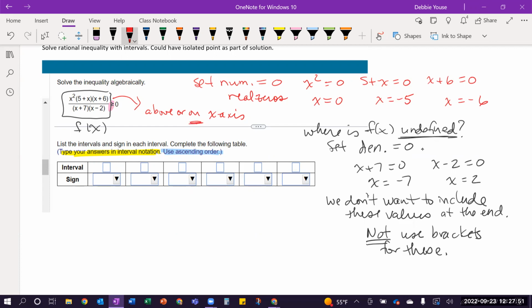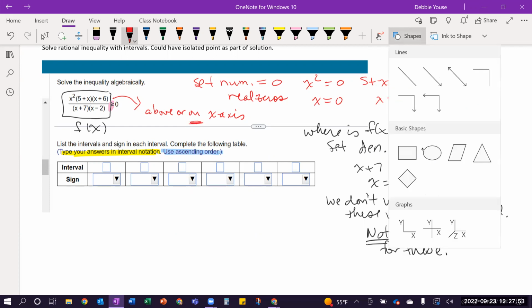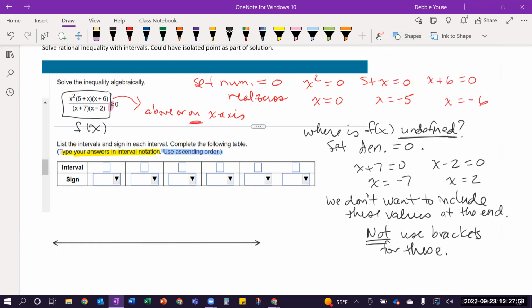So now I set up my number line. So if I've got a number line, just a horizontal number line, I now mark these from left to right in ascending order. So -7 is the smallest, that's on the far left. Then I see -6. Then I see -5. Then I would get to 0. And I'm just approximating where that would be. These are not exactly to scale. And then I would see 2.